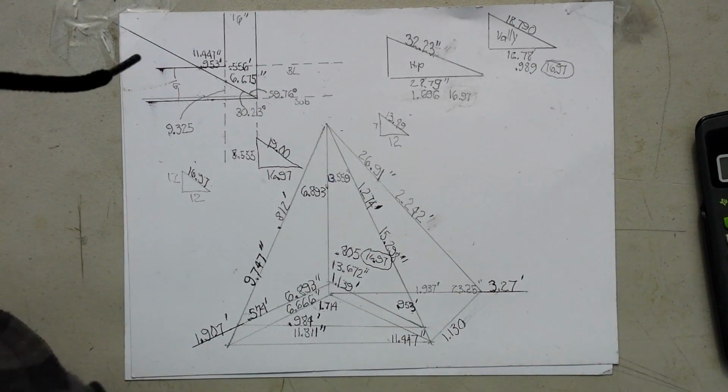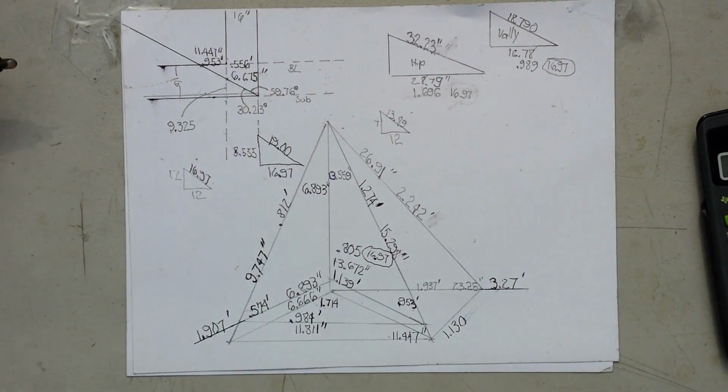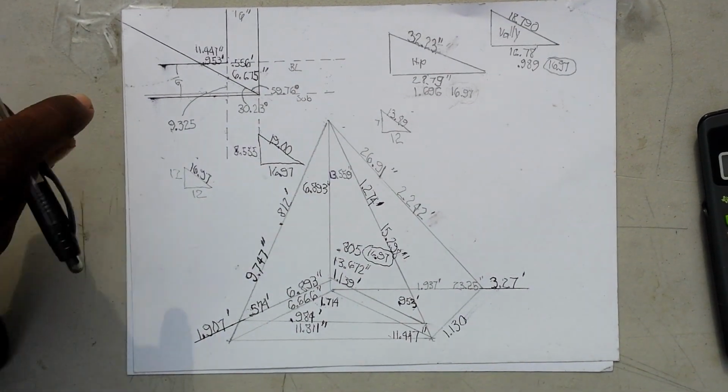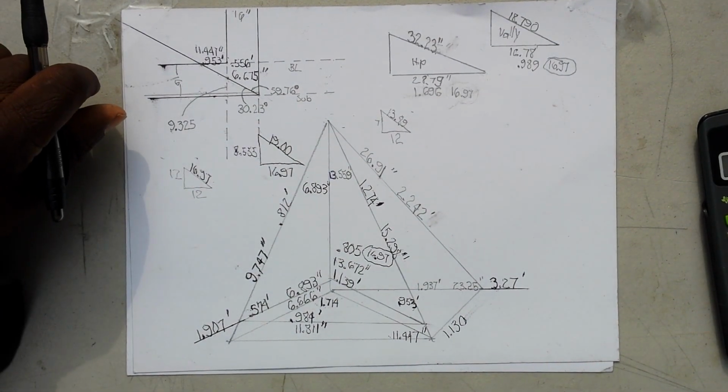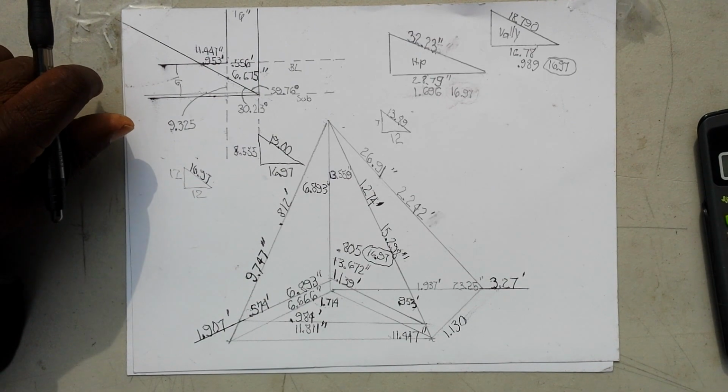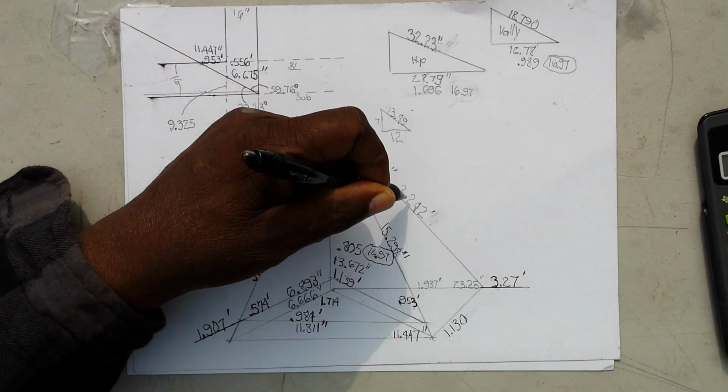Okay, today this is part 10, Master Carpenter Series with Lewis Thomas. And what we're going to discuss today is we're going to figure the jacks for this roof.